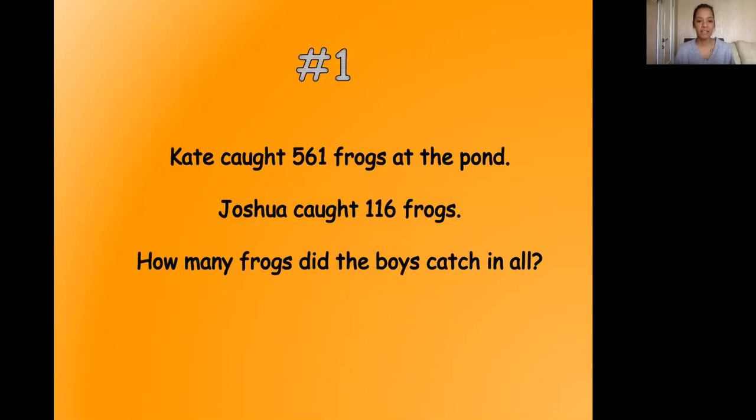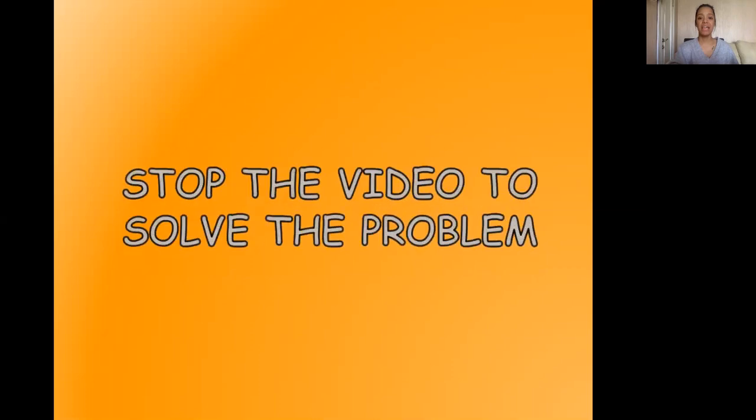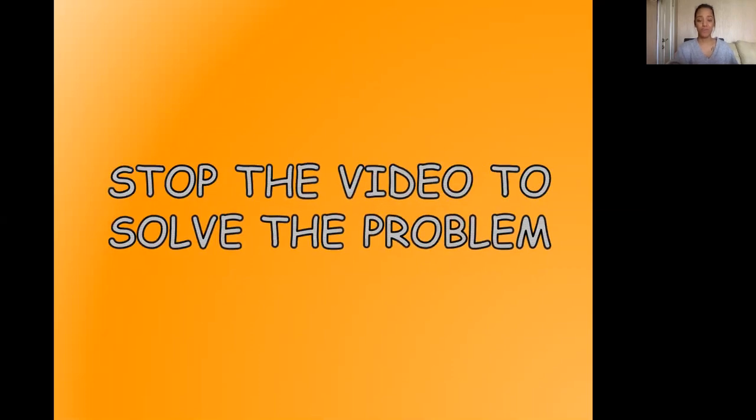Question number 1. Kate caught 561 frogs at the pond. Joshua caught 116 frogs. How many frogs did the boys catch in all? Okay, that is your question. Take some time to solve the problem, and I will move on, okay?